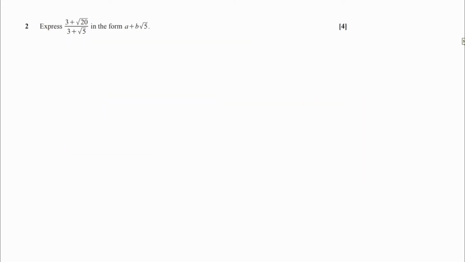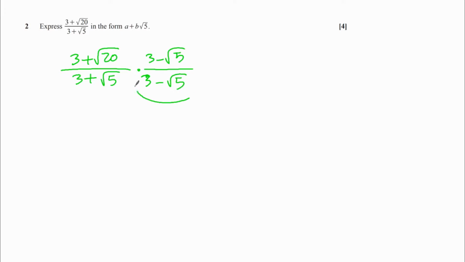Question 2. Express this fraction in the form of a plus b square root of 5. As we can see, this is in chapter 1 of Core 1, a rationalization to eliminate surds from the denominator. In these cases, we would be timing both numerator and denominator by a term that creates a difference of 2 squares in the denominator. So that is 3 minus square root of 5.